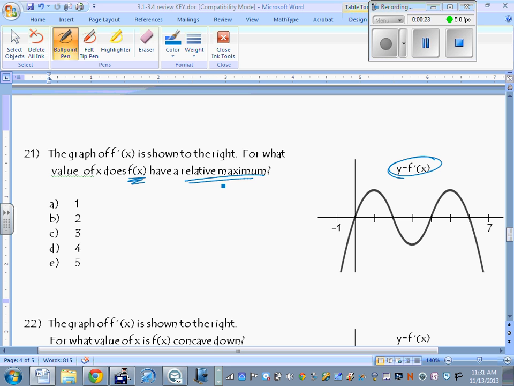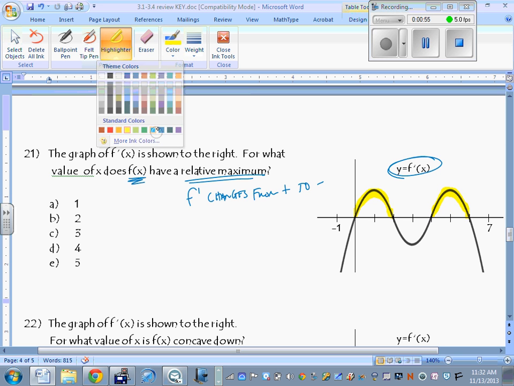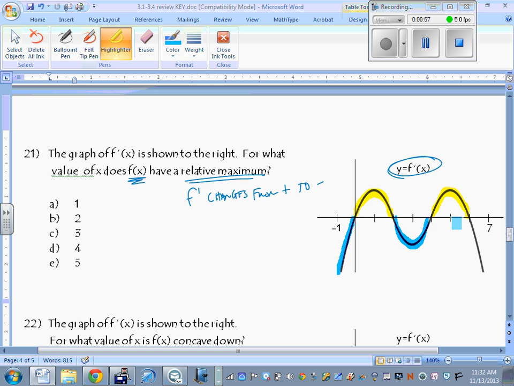Well, that happens when the first derivative changes from positive to negative. And we have a graph of the first derivative, so we can figure that out. When does this graph change from positive to negative? Remember, y equals the derivative of f of x, so the y values on this graph represent the derivative of f. So these y values up here are all positive, and the y values down here are all negative.